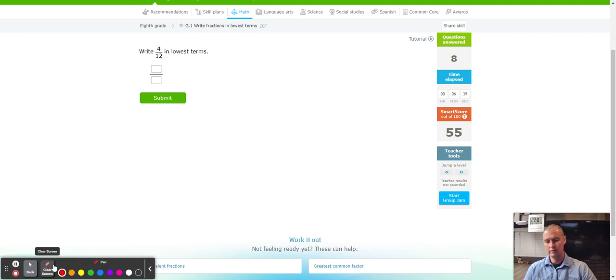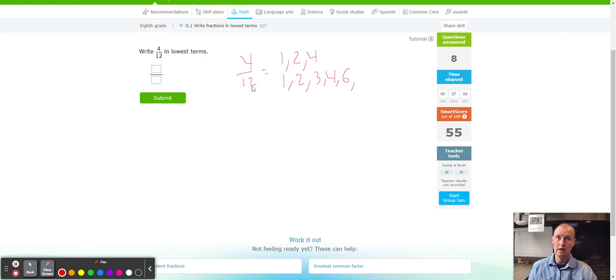4 over 12, we got to do this one. So we got 4 over 12. Let's find our values. We got 1, 2 goes in the 4, and 4 goes in the 4. And the 12, we have 1, 2, 3, 4. 5 doesn't work. 6 does work. And last one, 12 works. Well, how does this work? 1 times 12 is 12. 2 times 6 is 12. And also 3 times 4 is 12. So 12's got a lot of options here.